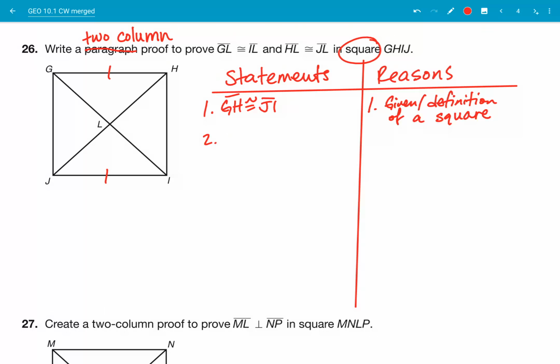Okay, step 2 is we also know that opposite sides of squares are parallel. So I also know that GH is parallel to JI. And this is because opposite sides of squares are parallel.